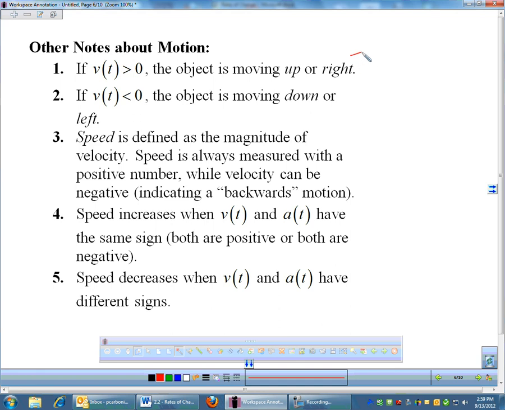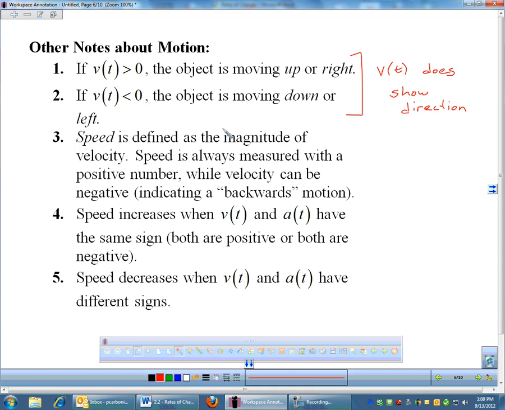A negative velocity is moving down or left. And one thing you need to remember is that velocity does indicate direction. That's how velocity and speed are different. Speed is just a raw number telling you how fast you're going. If I'm going 40 miles an hour forward or going 40 miles an hour in reverse, it's still 40 miles an hour. That's a speed. But if I were talking about velocity, going 40 miles an hour in reverse is a velocity of negative 40.